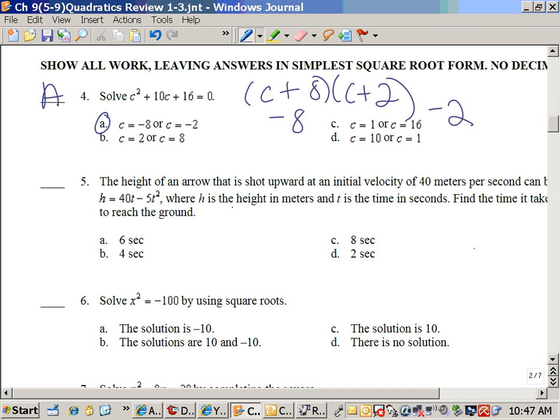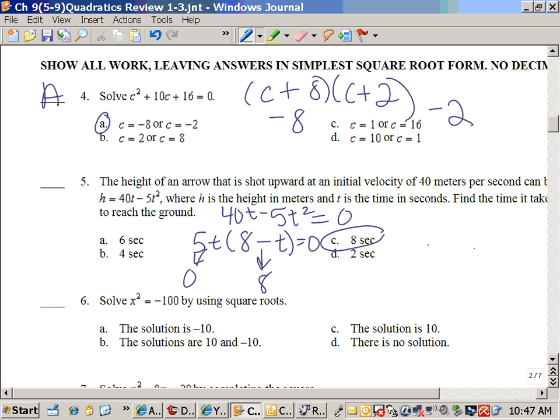Number 5, the height of an arrow. I'm going to take 40t minus 5t squared equals 0. Common factor would be 5 and t. That leaves inside 8 minus t. This answer gives me 0. This answer is 8, so it's 8 seconds.